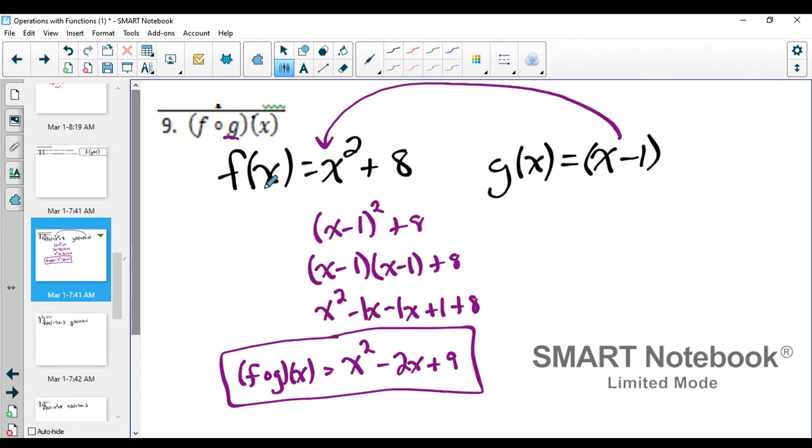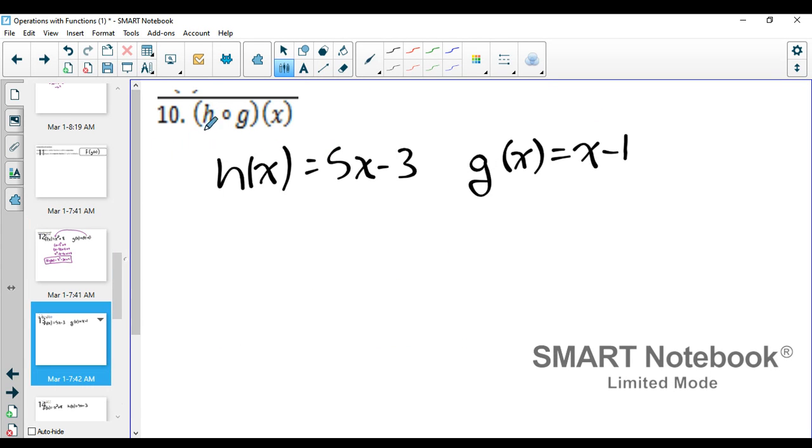So we took the second function and placed it in for x in the first function. And these ones are different because you plug them in right to left. Okay, so if you have 4 functions, it just goes right to left. So the fourth one will go in the third, that answer will go in the second, that answer will go in the first. Okay.